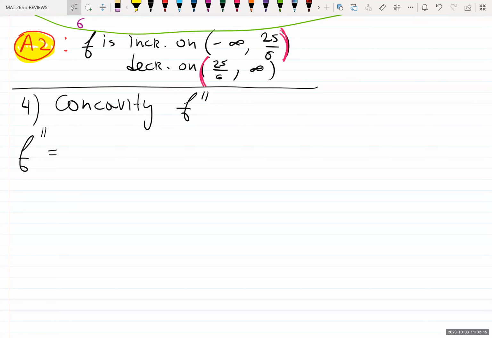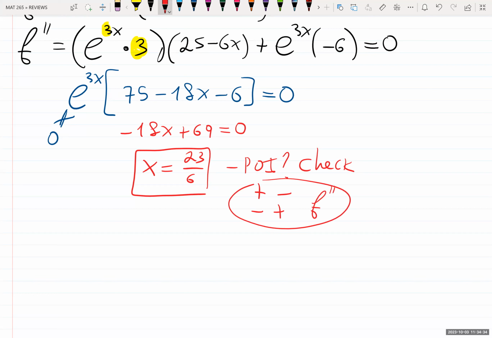It's 69/18. Okay, good. Then we do the second derivative. This might not be a POI, so we don't know yet. We need to check. Don't immediately assume that it is the point of inflection. It must change sign in order to have a point of inflection, from plus to minus or minus to plus. The sign of what? The sign of the second derivative. So let's do this second derivative test.